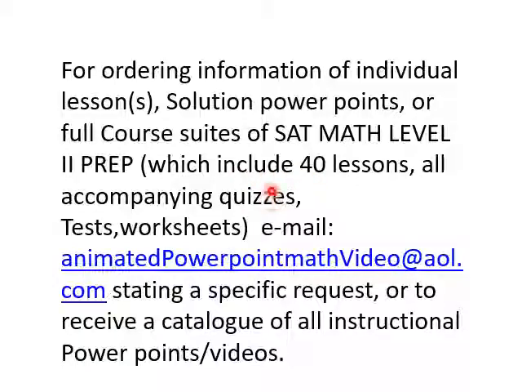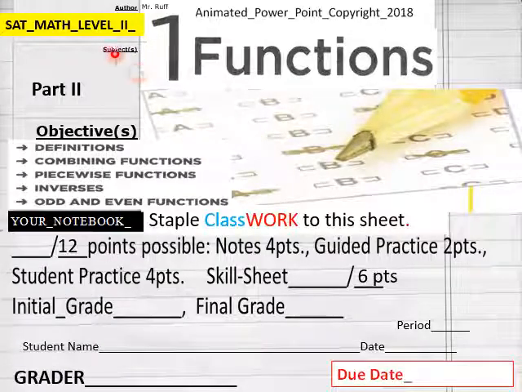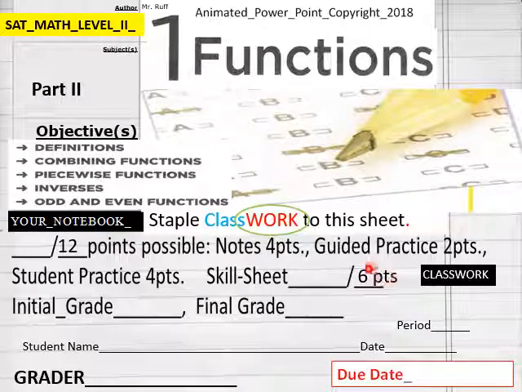Welcome everybody. For Part 2 of our first lesson, you've got 12 points that will go into your notebook guide, and then 6 points will go into your classwork sheet. We cover definitions, combining piecewise, inverses, and odd and even functions.